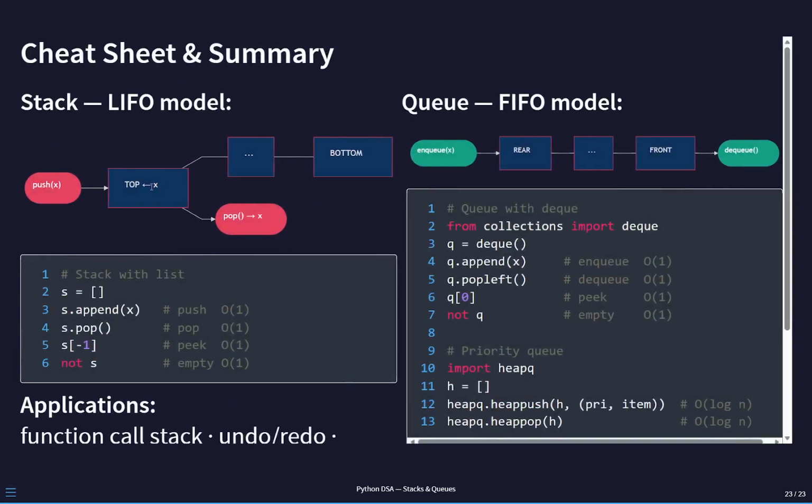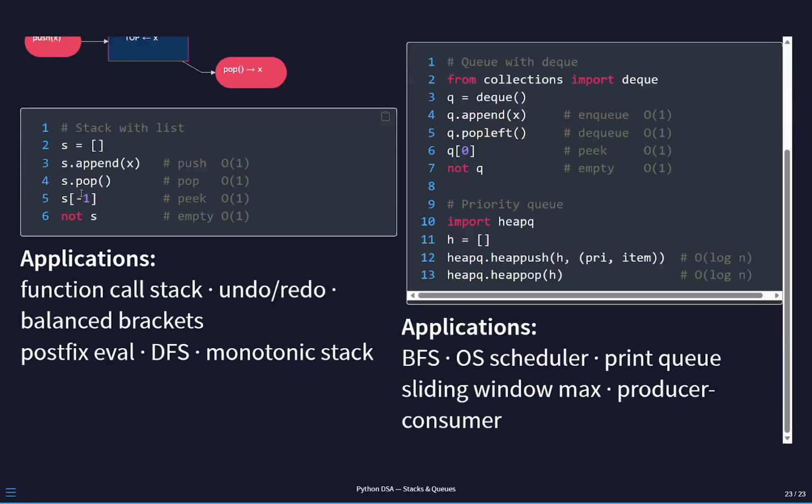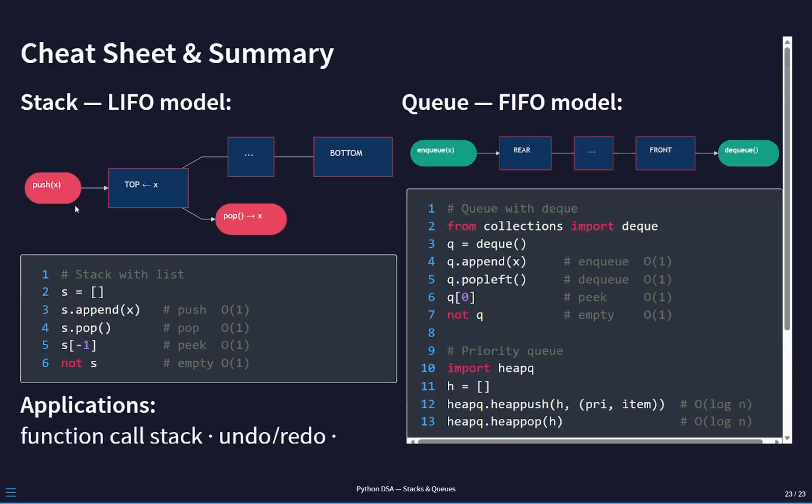Let's bring it all together. Click. Stack. LIFO. The quickest Python stack is a plain list. Append to push, pop to pop, [-1] to peek, not s to check empty. All O(1). Applications: function call stack, undo/redo, balanced bracket checking, postfix evaluation, DFS, monotonic stack patterns.